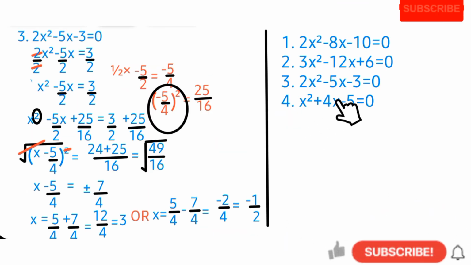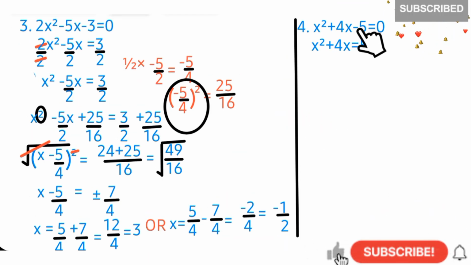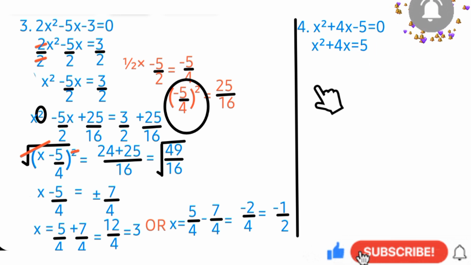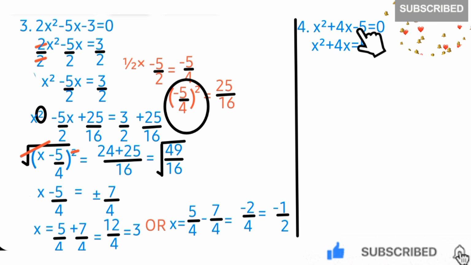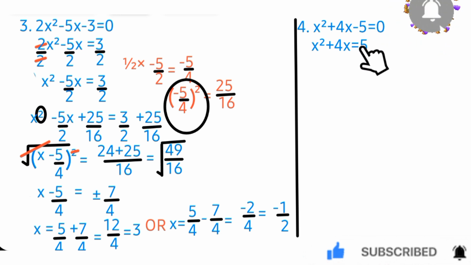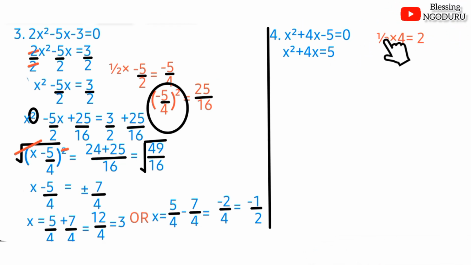Now let's solve the last question. Taking the constant, minus 5, to the right hand side, so we have x squared plus 4x. Taking the constant minus 5 to the right hand side becomes positive 5. Half of the coefficient of x: the coefficient of x here is 4, so half of 4 gives 2. Squaring this 2 gives 4, because 2 times 2 gives 4.